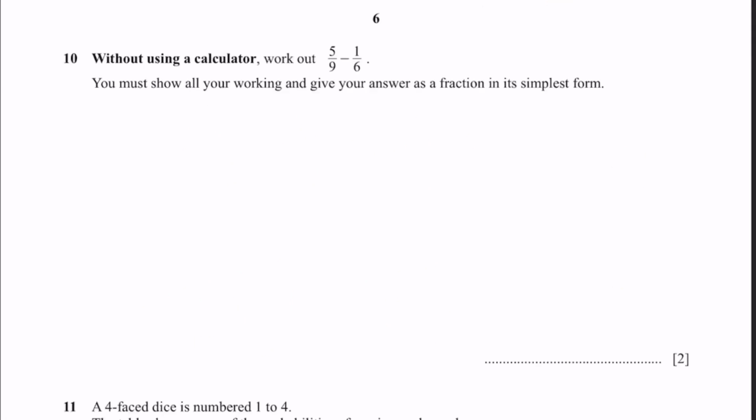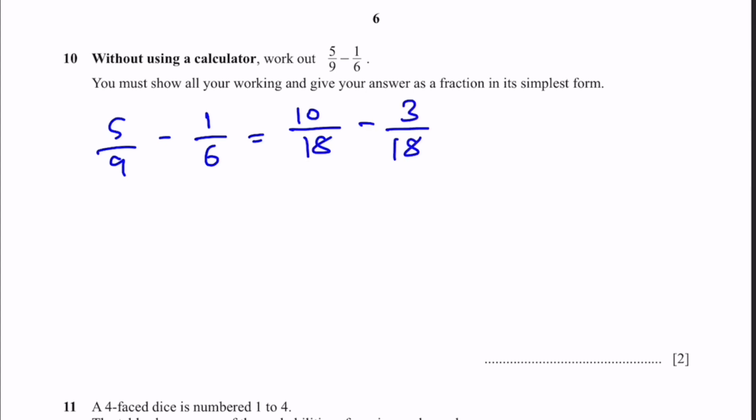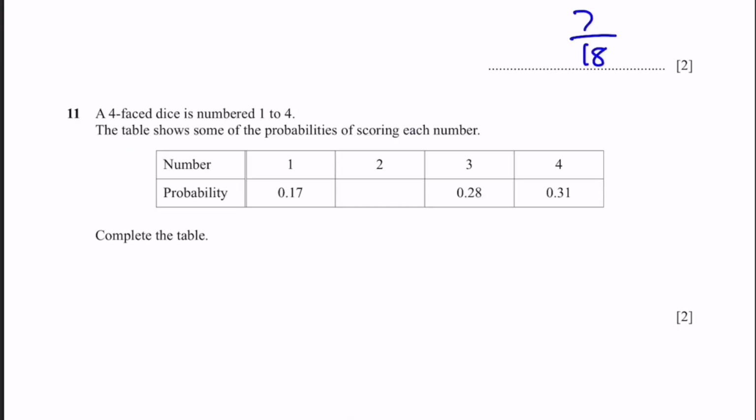Question 10. Without using a calculator, work out 5 by 9 minus 1 by 6. You must show all your working and give your answer as a fraction in simplest form. So 5 by 9 minus 1 by 6 is equal to 10 by 18 minus 3 by 18. When you multiply this fraction by 2 in numerator and denominator, and for 1 by 6 you multiply by 3, to get 18 denominator for both. That'll be 10 minus 3 by 18, common denominator, so we get 7 by 18. That's the answer.